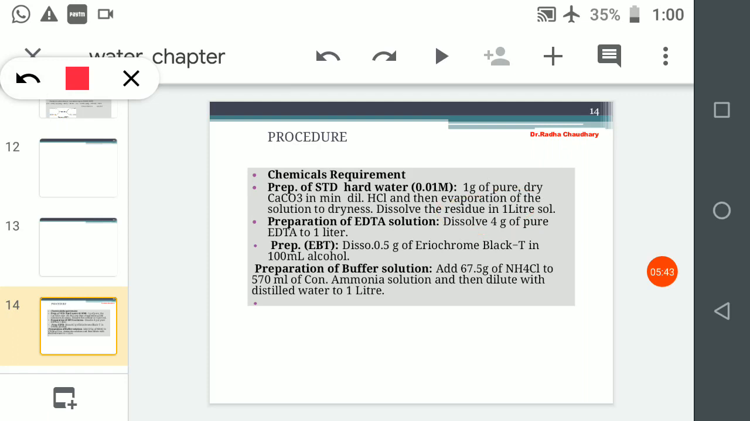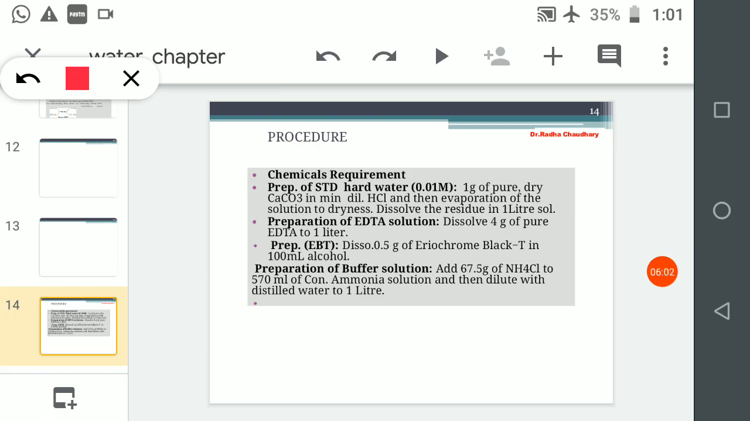Then preparation of EDTA solution. It's the disodium salt, meaning the disodium salt is used for the titration. 4 gram of pure disodium salt of EDTA is used to prepare 1 liter of solution. Then the preparation of EBT.